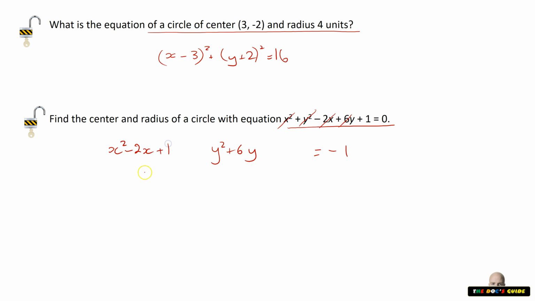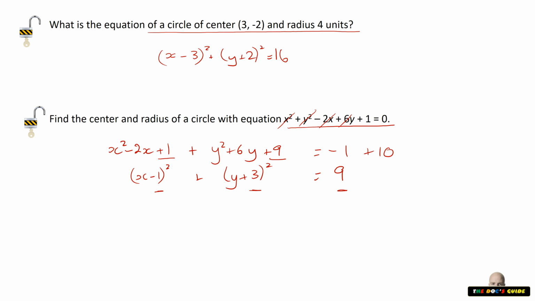So what have I got to do to complete this square? Halve the coefficient and square it, which gives me the perfect square x minus 1. And likewise here, I've got to halve the coefficient and square it, which gives me the perfect square y plus 3. What have I done? I've added 10 to the left-hand side, so I need to add 10 to the right-hand side, which gives me 9. So what we can see then is that we're talking about a circle centre 1, minus 3, and radius 3.